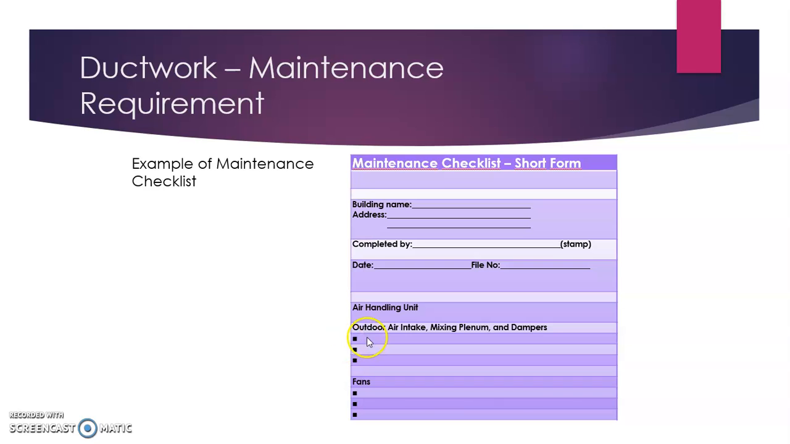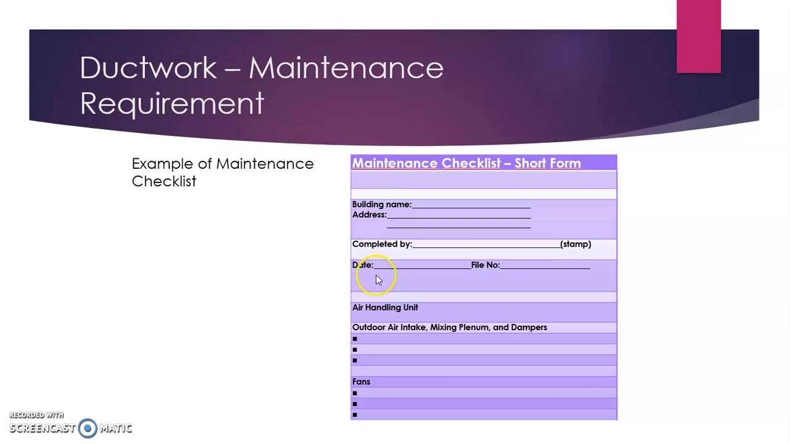So as you can see, there must be the air handling unit. They must look first into the outdoor air intake, mixing plenum and dampers, whether they are in good condition or not, and the fan, before they go on to check the ducting. They must put the building name, the address where the building is located, and specifically the zone or area that is supplied by the AHU.